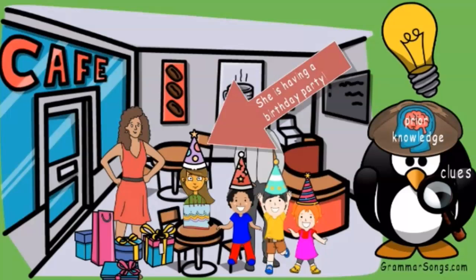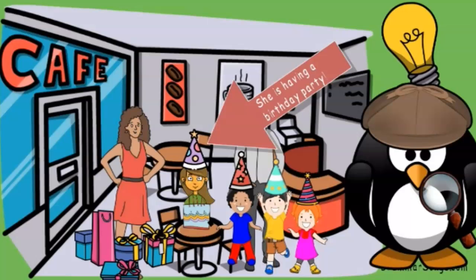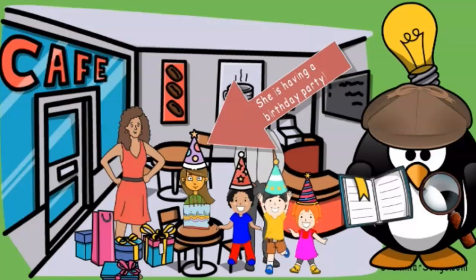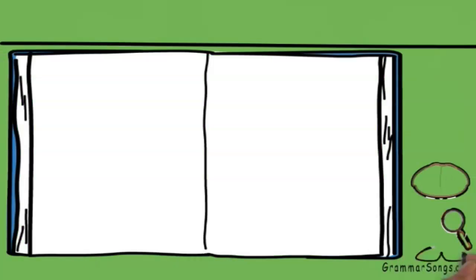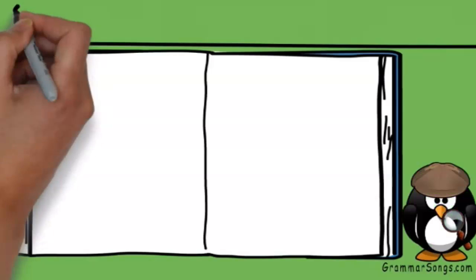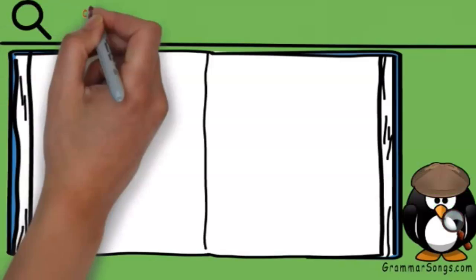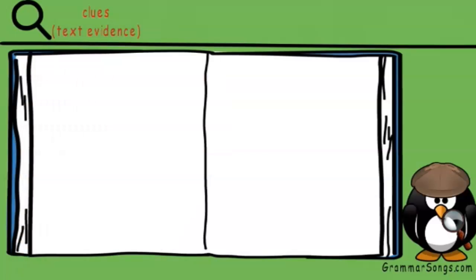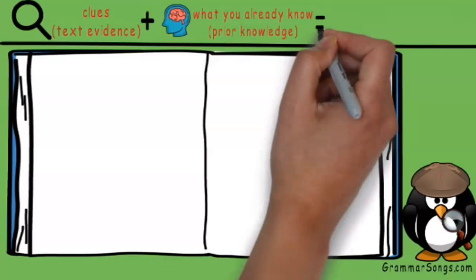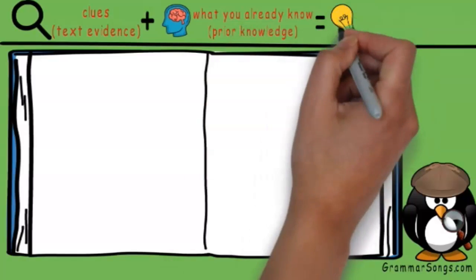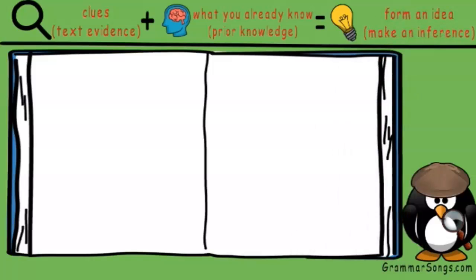Very good, Detective Waddle. I know how to look for clues and make inferences in real life, but how can I make inferences when I read? That is an excellent question, Detective Waddle. Let me show you. When you read, you need to use the same steps your brain automatically takes when you make an inference in real life. First, you must look for clues, but now the clues are found in the text as text evidence. Then you add what you already know, your prior knowledge, to the situation at hand. Finally, you put everything together to form an idea or make an inference.